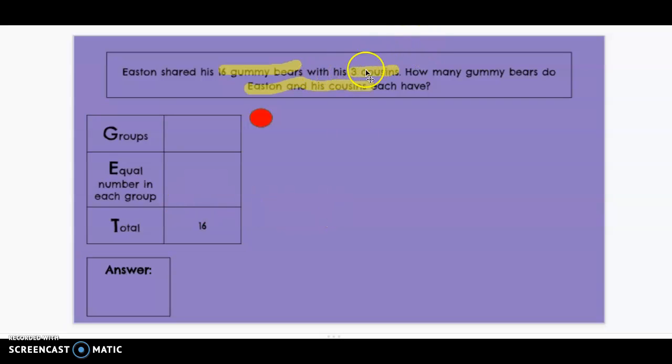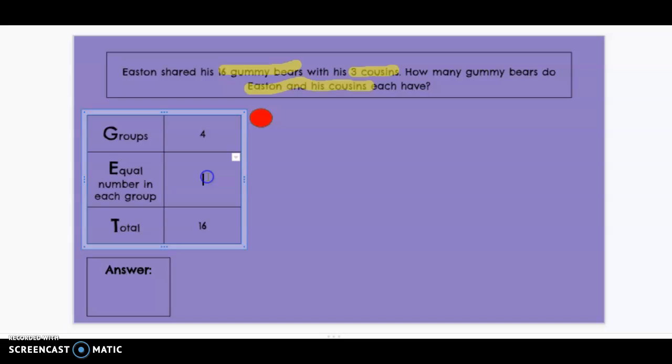Now, I have another number in here, 3 cousins, but it's Easton and his 3 cousins. So how many gummy bears do Easton and his 3 cousins each have? Easton is 1 person, and his cousins, there are 3 of them. So Easton plus his 3 cousins is 4 people. So are my people going to be my groups or the equal number in each group? The 4 people are going to be your groups, so I'm going to type a 4 right there.